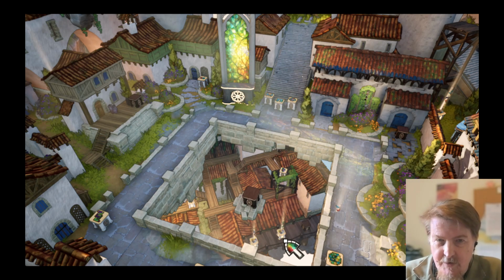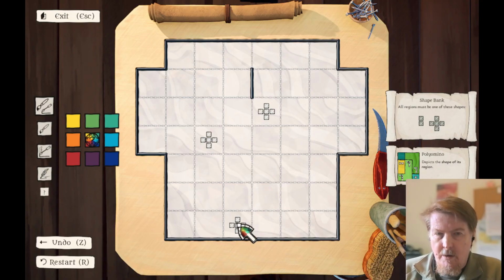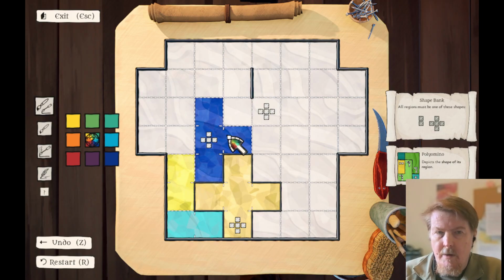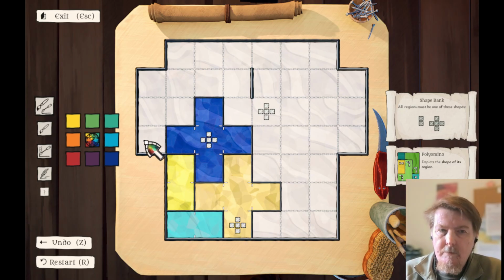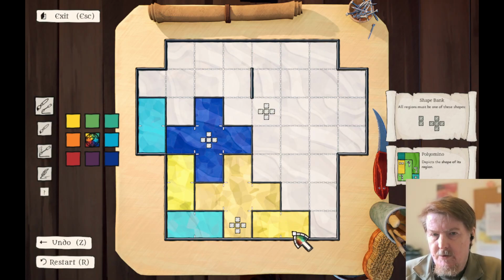Okay, these are still in the same region. That is a plus, so it has to go like that. And I need a 2 and a 2. And another plus. 2.